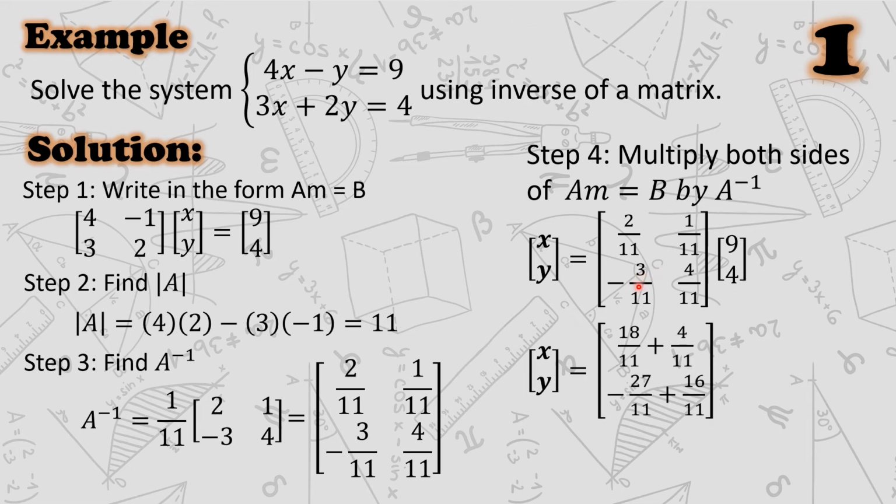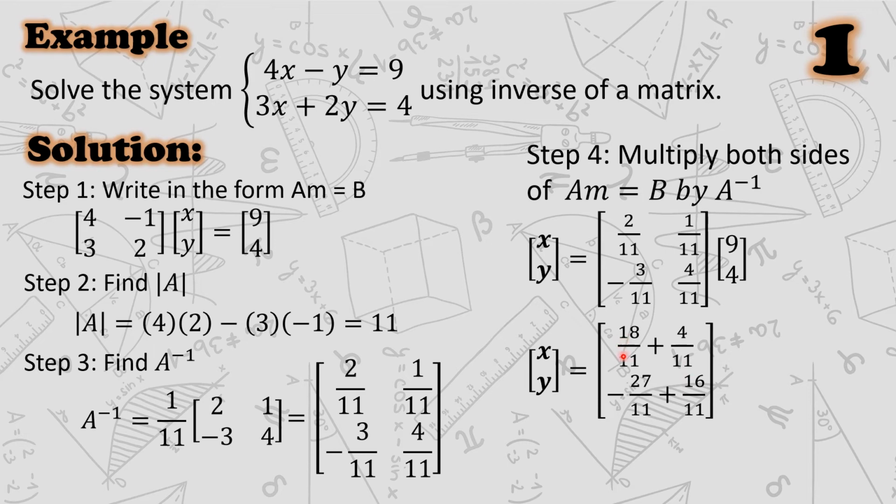Doing that, we have 2 over 11 times 9, that is 18 over 11, plus 1 over 11 times 4, 4 over 11. In the second row, negative 3 over 11 times 9 is negative 27 over 11, plus 4 over 11 times 4, that is 16 over 11. So we have the product of this 2 by 2 matrix and the column matrix as a 2 by 1 matrix or a column matrix for the values of X and Y.